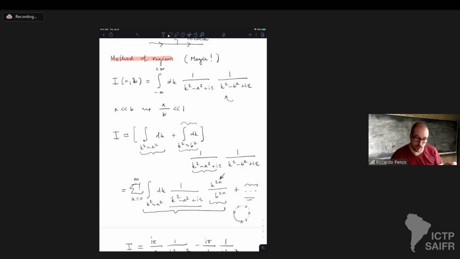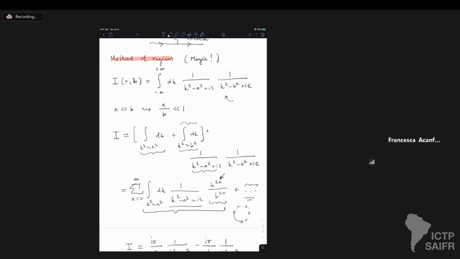When k squared is similar to a squared. Yeah, so I wrote, sorry, I don't know why I unshared my screen. Maybe I should share it again. So I wrote explicitly only one contribution, but I added up two contributions, one that came from the region close to a squared and one that came from the region close to b squared.